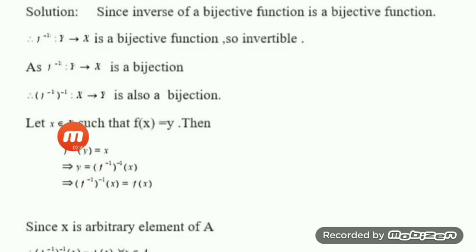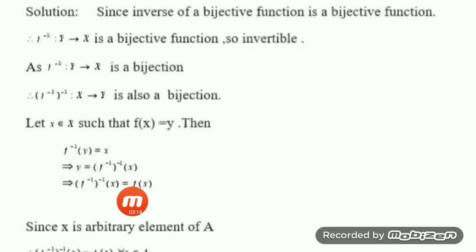Again, if I use the definition of inverse function here, if I bring f inverse to the right side, it becomes y equals (f inverse) whole inverse of x, again by the definition of inverse function. Now, here you see, this is (f inverse) whole inverse of x, which is equal to y. In the place of y, we can write f(x). Then (f inverse) whole inverse of x equals f(x).